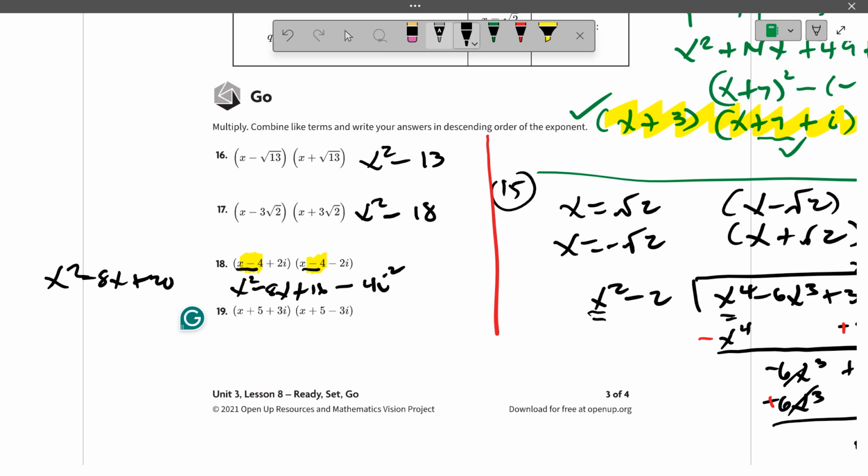All right, so the same thing here. I'm going to consider this to be x plus 5 times x plus 5, which is x squared plus 10x plus 25, minus 3i times 3i, which is 9i squared. But negative 9i squared is worth 9, so this is x squared plus 10x plus 36.